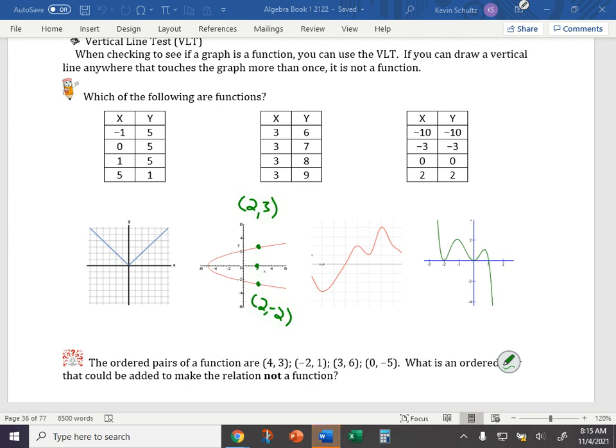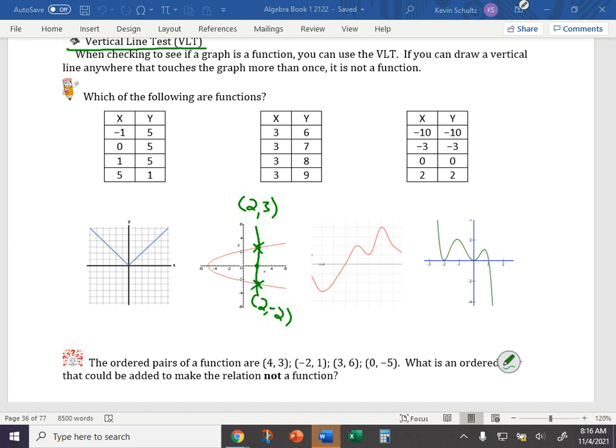When you're looking at a graph, there's something called the vertical line test. When checking to see if a graph is a function, so not using a table but using a graph, use the VLT. If you can draw a vertical line anywhere that touches the graph more than one time, it is not a function, such as we have here. If I put a vertical line through this graph, it hits the graph in 2 spots.